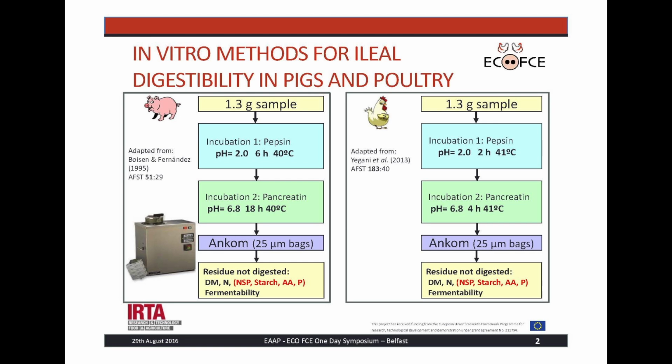This consists of an incubation of 6 hours with pepsin, simulating the gastric digestion, and then this was followed by pancreatin for 18 hours, simulating the digestion in the small intestine. So this would give an approximation of the ileal digestibility in pigs.